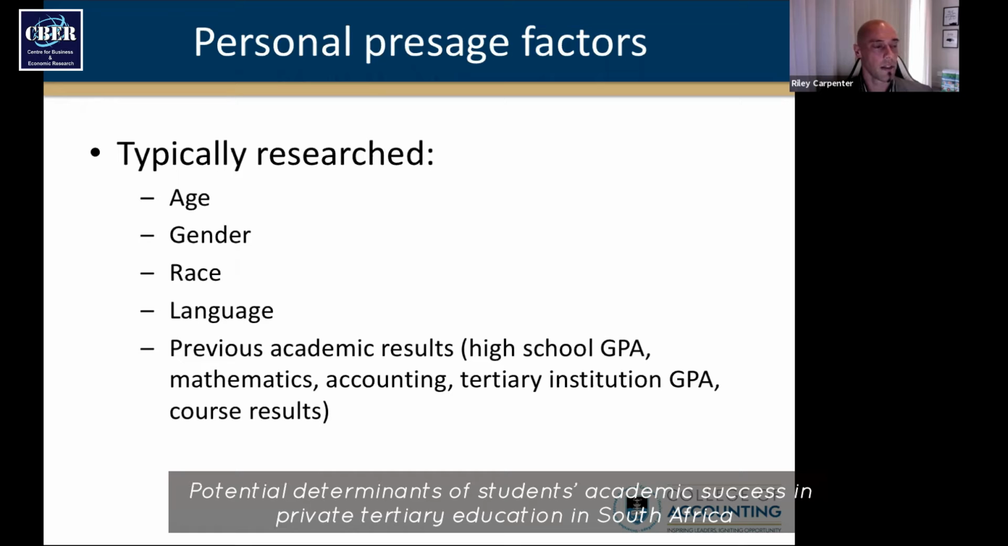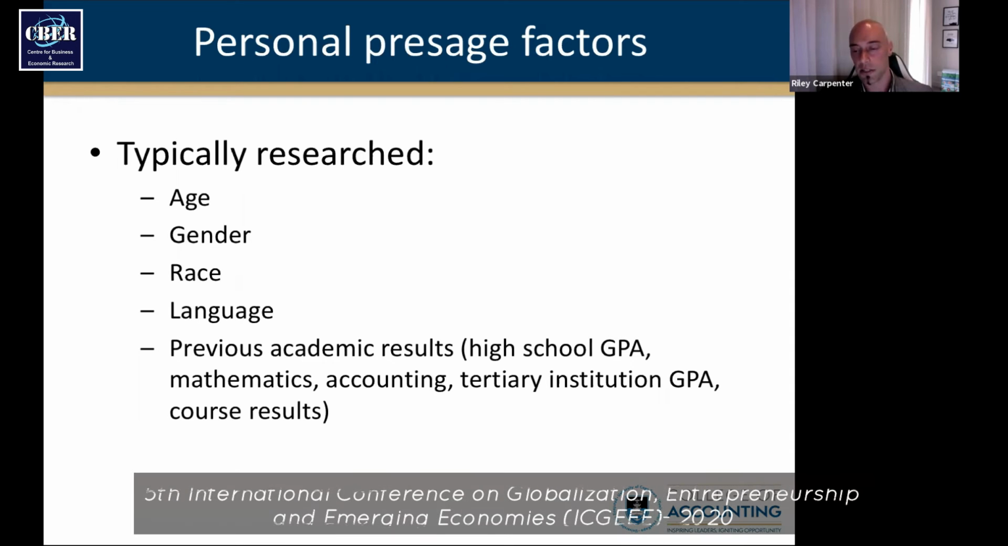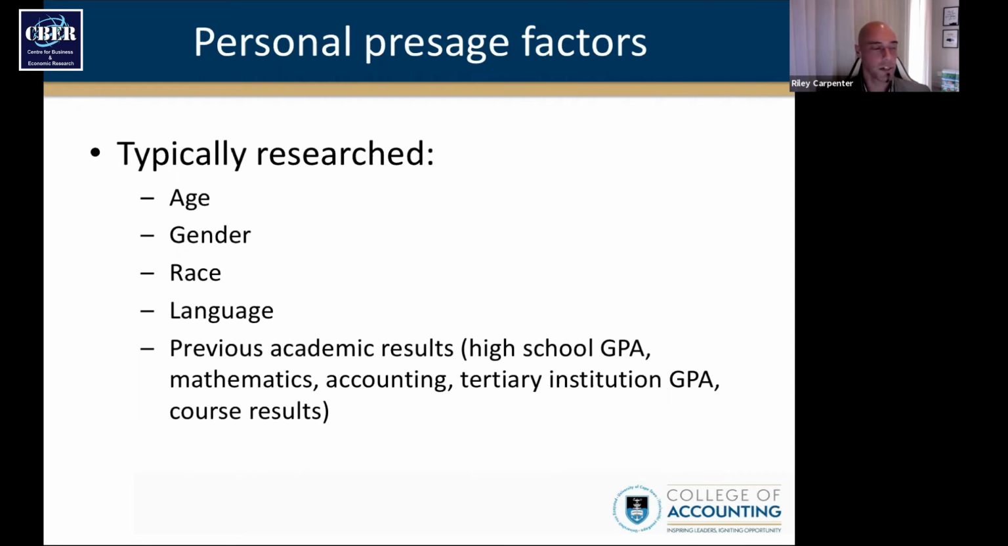Then the fifth typically researched personal presage factor is previous academic results. And this is the single best predictor of academic performance at every level, both internationally and in South Africa. You will have noticed here that I didn't cover anything on private tertiary education because there's scant research in terms of private tertiary education in South Africa.